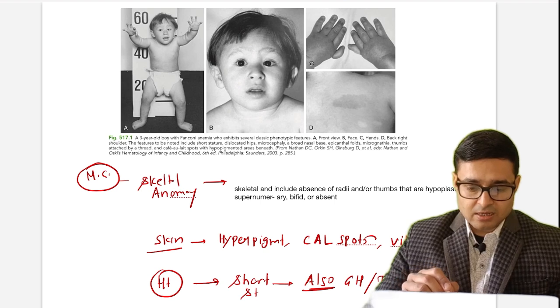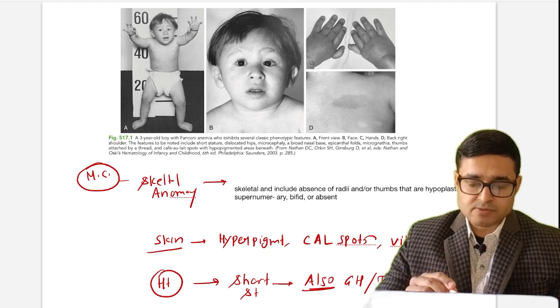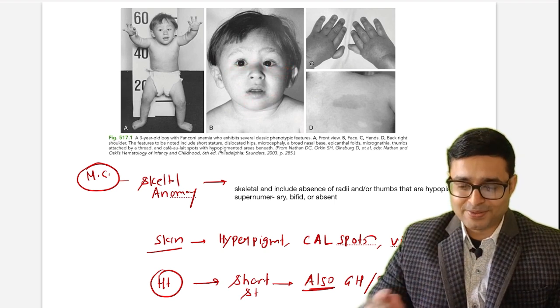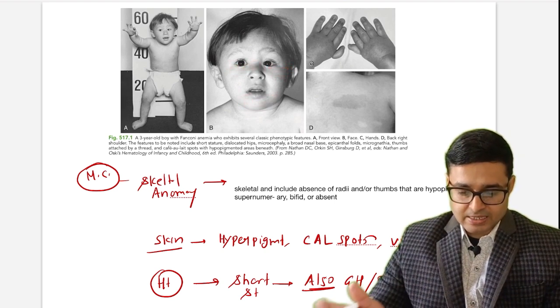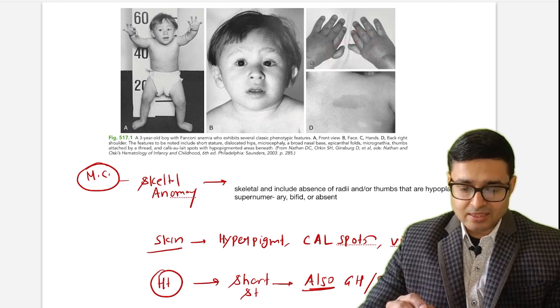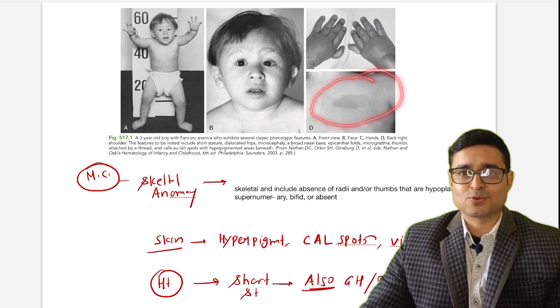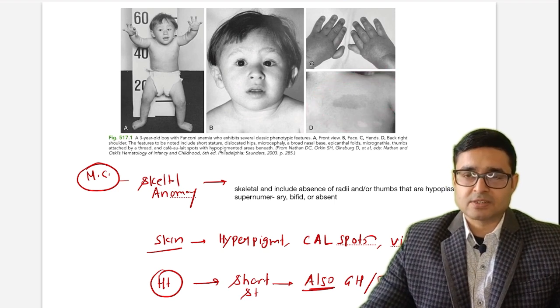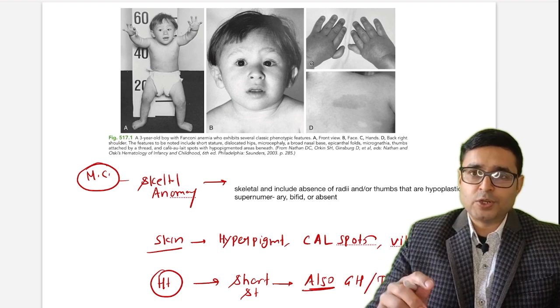As you can see in this picture, this baby has short stature. Then this baby has classical facial features, which we'll discuss later also. This is microcephaly, broad nasal base, epicanthal fold, micrognathia is present. Then we can see the thumb, attached like by a thread, and these are café au lait spots. So this image is very important, which depicts the Fanconi anemia phenotypic features.